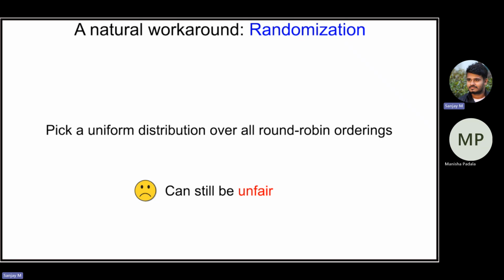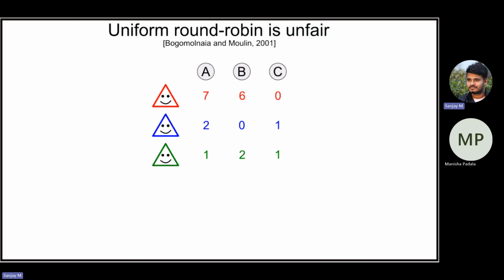Okay, so even this very fair-looking idea can actually turn out to be unfair in some sense. So let me give you an example of how that can be. Why is it so counterintuitive? Okay, so the example is very simple. There's just 3 agents and 3 items, and these are their values for the items.